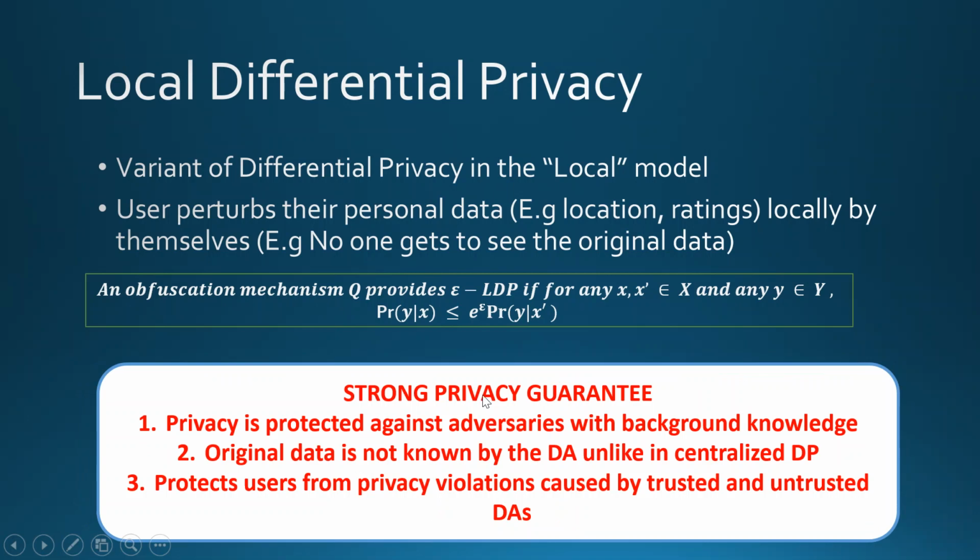So using local differential privacy gives you three advantages. One is that local differential privacy protects the privacy of the user even against adversaries who have background knowledge. So from data aggregators or even a third party adversary, it gives strong privacy protection for users. The original data will not be known by the data aggregator, which is not the case in a centralized differential privacy setting. And at the end, the privacy of users is protected not only from third-party adversaries but also from trusted and untrusted data aggregators.